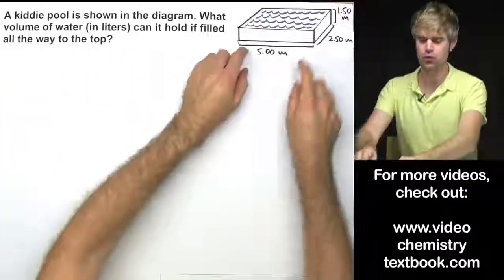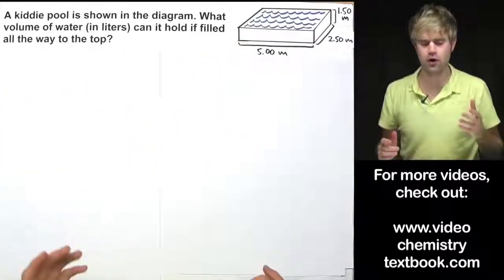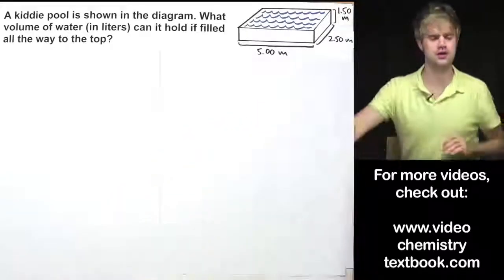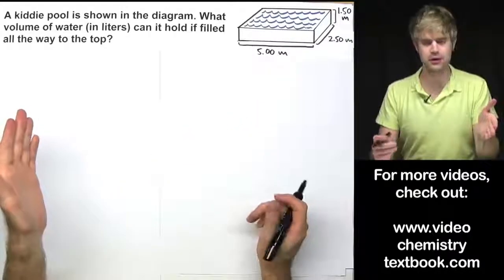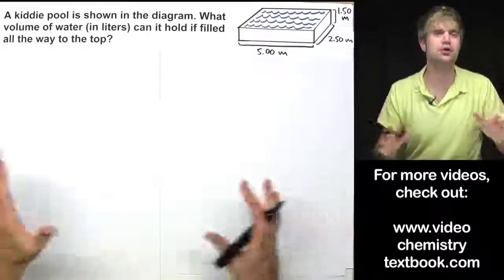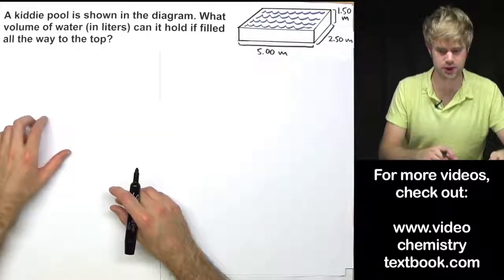A kiddie pool is shown in the diagram. What volume of water in liters can it hold if filled all the way to the top? So what I'm going to do here is sketch out my plan of attack. There are actually 2 ways that I can solve this. I'm going to show you what I think is the most straightforward one to start with.